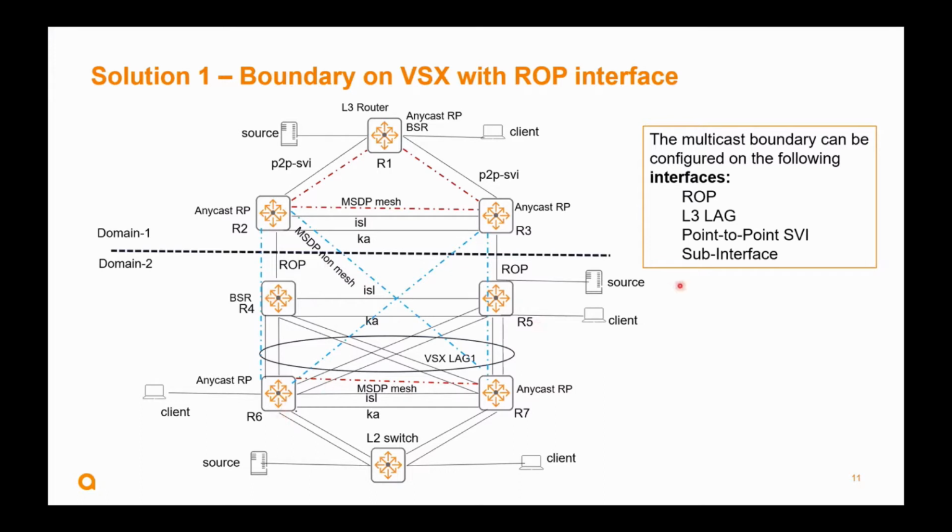So to illustrate the multicast boundary, we said we can configure it on what types of interfaces: routed interfaces. This could be a routed interface, it could be an L3 LAG, it could be a point-to-point SVI or a sub-interface. No problems, there are no restrictions there.